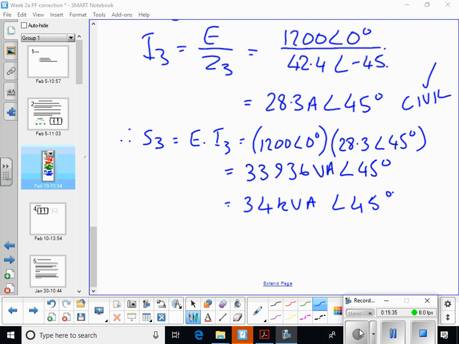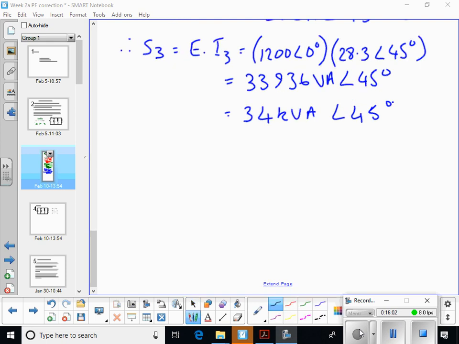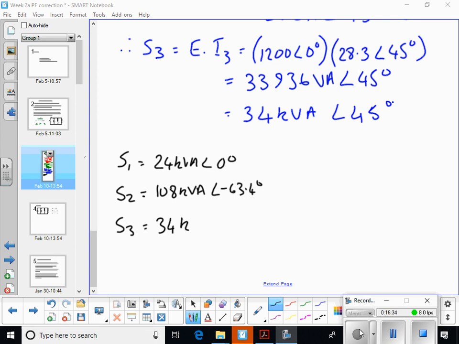Right. Now we've got 24 kVA angle 0 for S1, 108 kVA angle minus 63.4 for S2, and 34 kVA angle 45 for S3. We need to add them all together. So S1 was 24 kVA angle 0, S2 was 108 kVA angle minus 63.4, and S3 34 kVA angle 45 degrees. How are we going to add all them together?